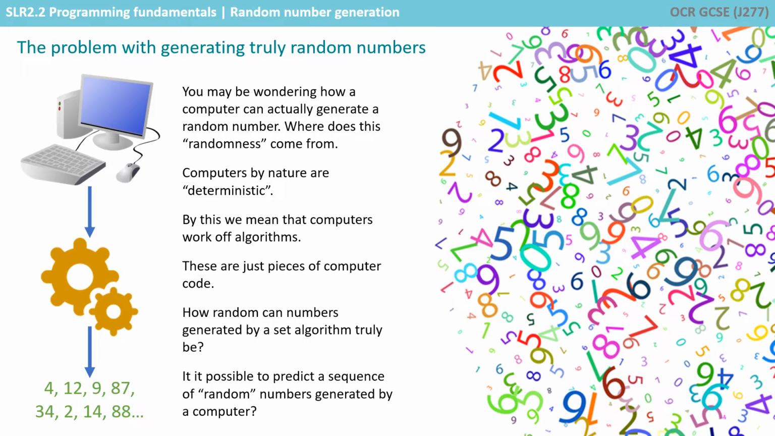So you may be wondering how a computer can actually generate a truly random number. So where does this randomness factor come from? Computers, by their very nature, are deterministic, and by this we mean that computers work off algorithms. And as you know, algorithms are simply lines of computer code. So how random can numbers generated by a fixed algorithm truly be? Is it possible to predict a sequence of so-called random numbers generated by a computer algorithm?